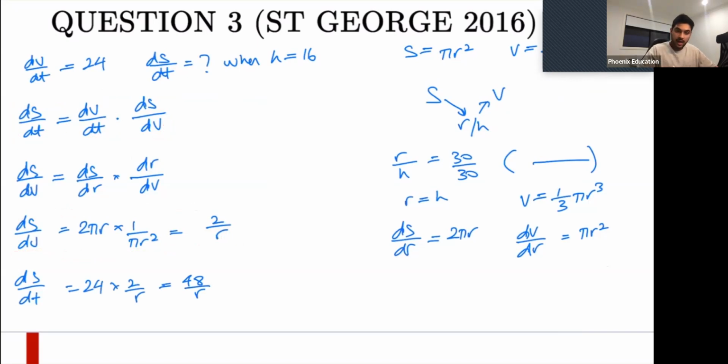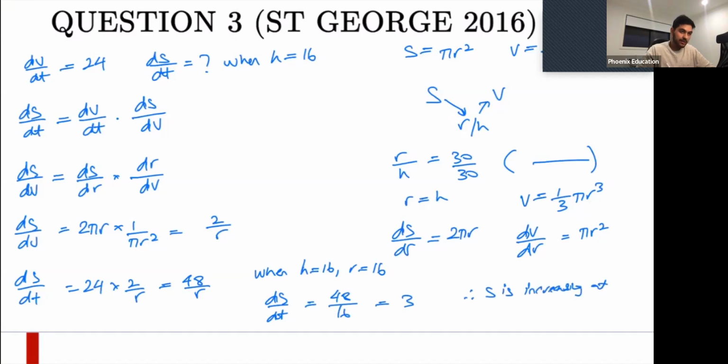Now they want me to work out the rate when h is equal to 16, but my expression is all in terms of r. But I know that h is equal to r, so this is the same thing as asking when r is equal to 16. So ds on dt is equal to 48 on 16, and this comes out as 3. So we can conclude that s is increasing at 3 centimeters squared per second.